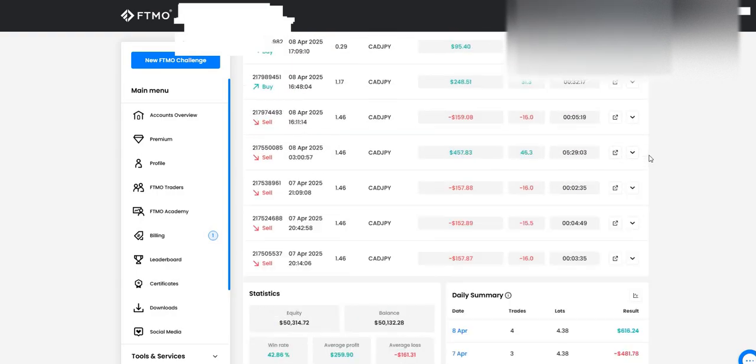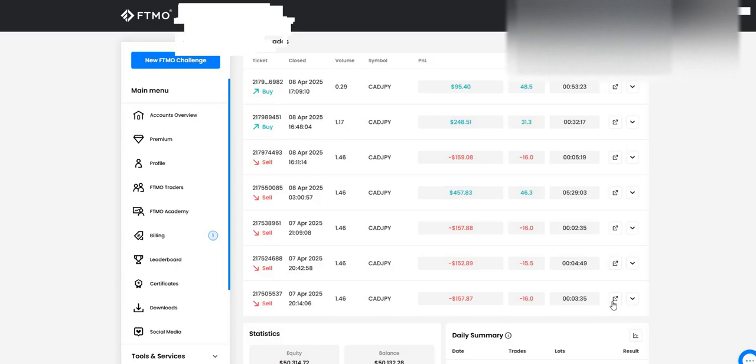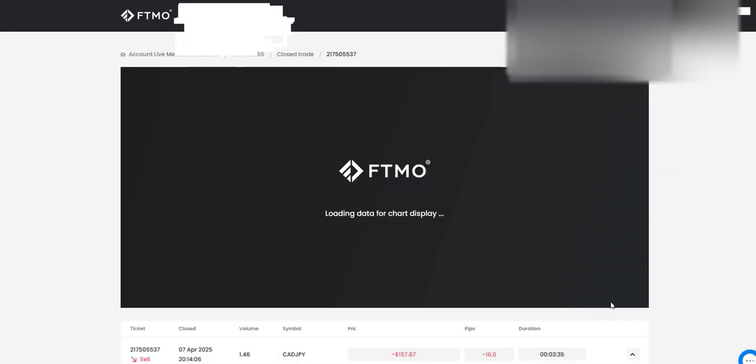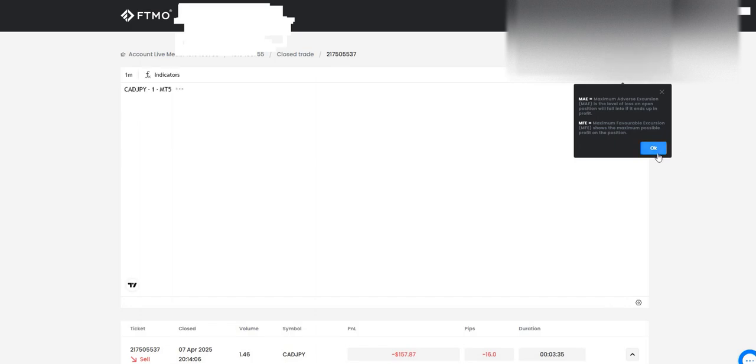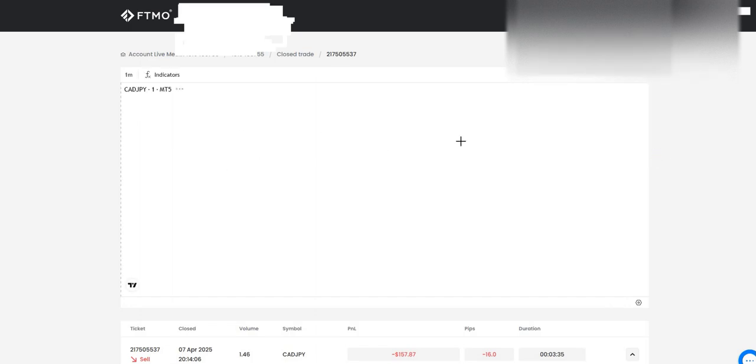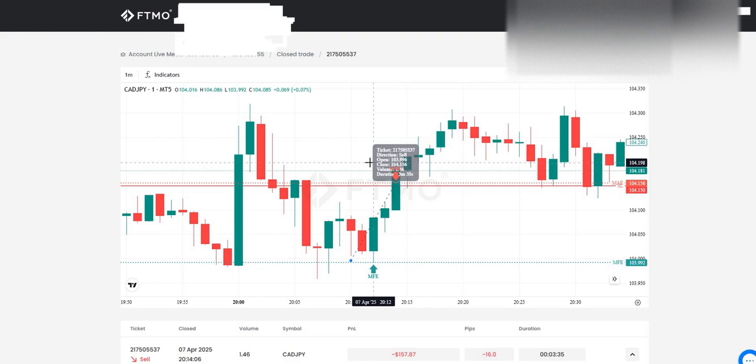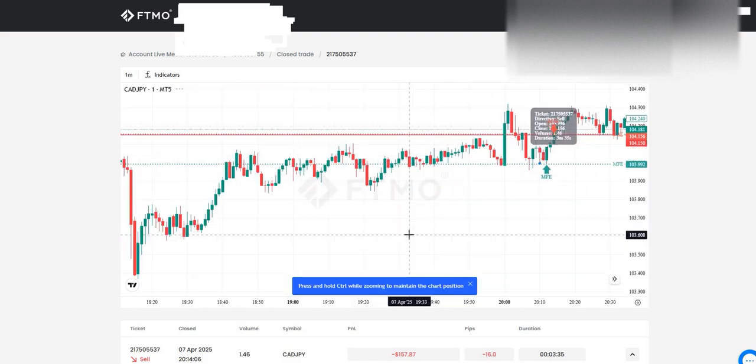Okay, so let's go. You can actually see, if I go on the trade here, for example, let's open this up. It gives me the chart itself. So here's the chart. It's going to take a few minutes to load. Here's the chart, telling me where I entered and where I went wrong.